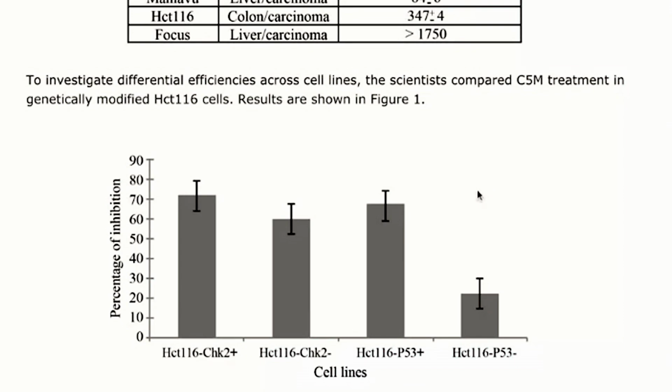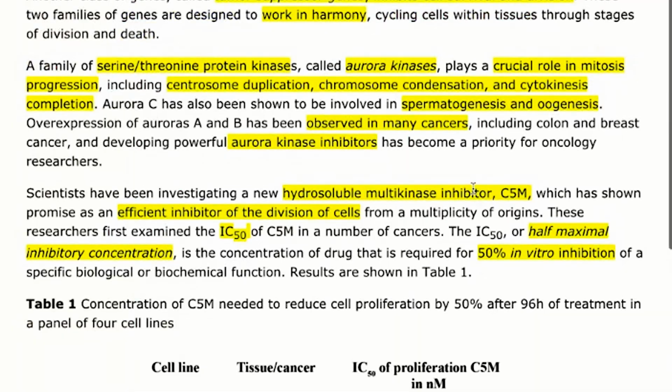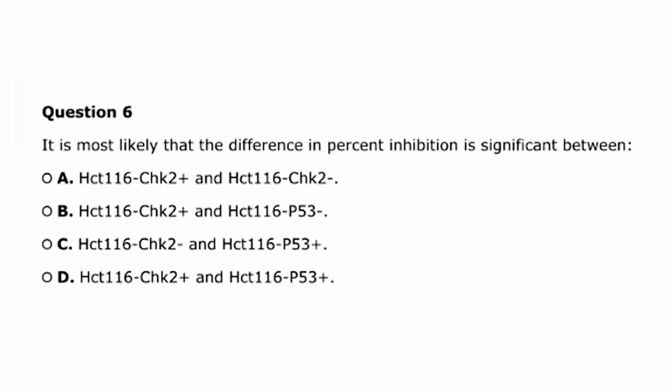Oh, all right. So we made it through the passage, and now we go on to these lovely questions. I'll start here with question 6. It is most likely that the difference in percent inhibition is significant between, and then we have the HCT 116 CHK2 plus and CHK2 minus.